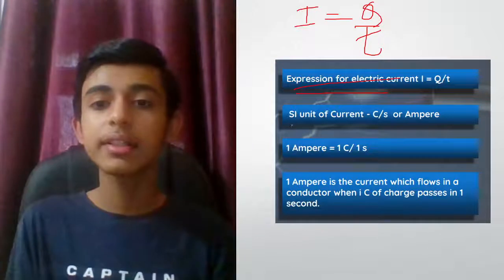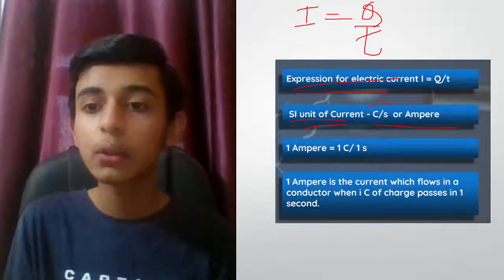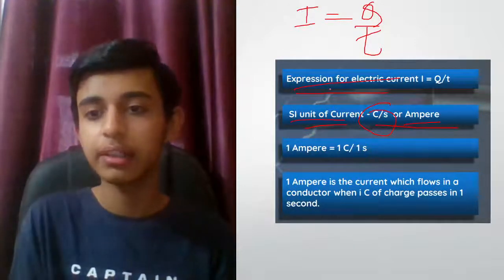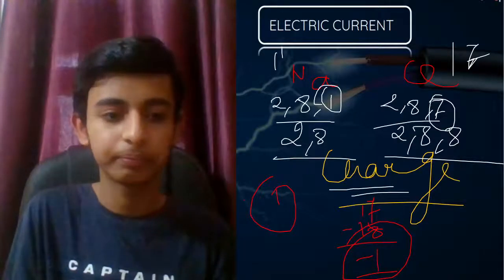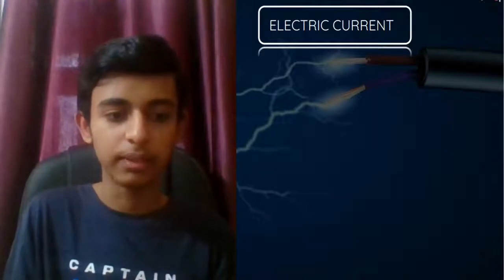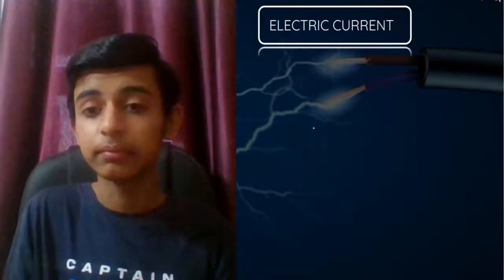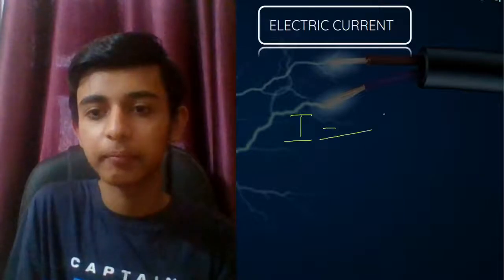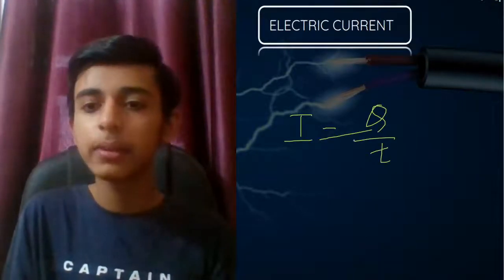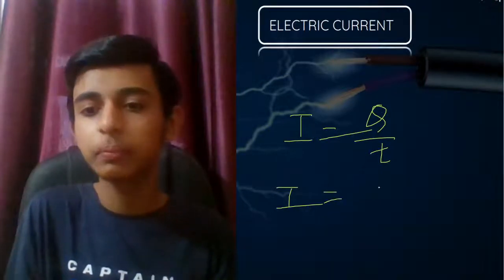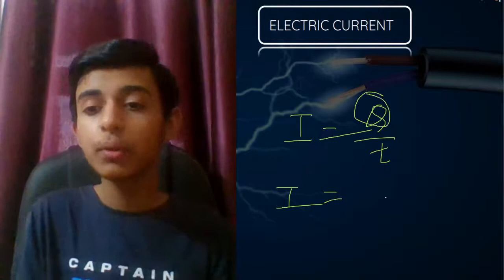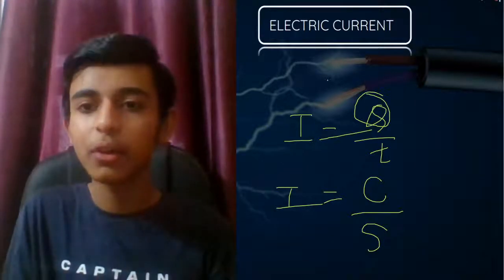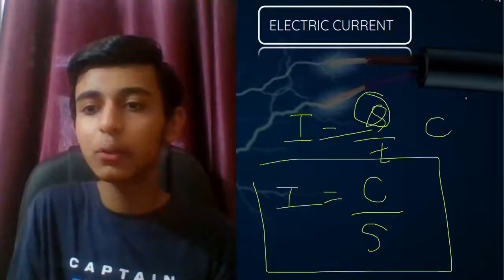Now the next thing that you should know about it is the SI unit of current. What is the SI unit of current? It is coulomb per second or ampere. Now how do you make the SI unit? Let me tell you over here. According to the formula, we have I is equal to Q upon T. Okay, I is equal to Q upon T. So what is the SI unit of charge? Those of you who don't know, it is coulombs. And what is the SI unit of time? It is seconds. Done. So according to the formula, your SI unit should be coulombs per second.